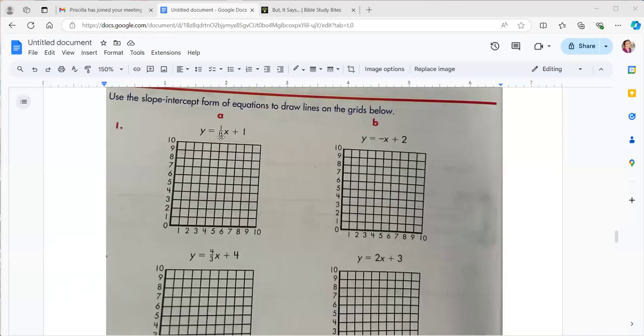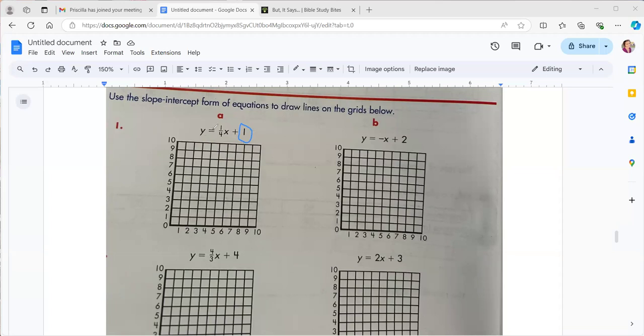All right, let's talk about a fraction slope. Using the slope-intercept form of an equation, draw the lines on the grids below. So we always start with the intercept. It's going to be tempting for you to read left to right, but we have to do the intercept first because that tells us our starting point. Before we've taken any steps right or left, where did we start at? If x is just 0, where's that number?